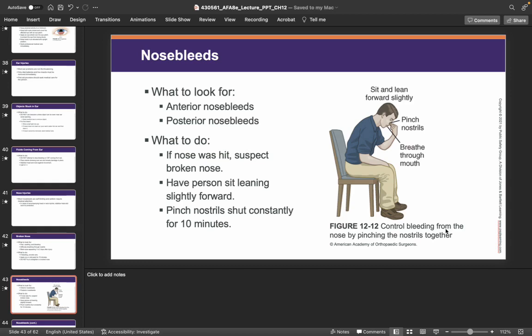Okay? If the nose was hit directly, you may suspect a broken nose, so you're going to be a little more cautious with moving the nose too much. Have the person slightly lean forward, and then pinch their nose and hold it constantly for 10 minutes. It's pretty simple. Don't overthink it. Just pinch the nostril off for 10 minutes. Use gauze or something to help soak up any of the blood that comes out. But you're going to want to hold it.